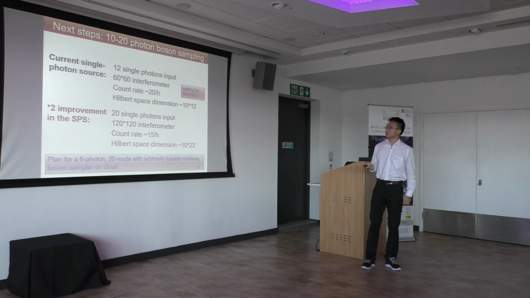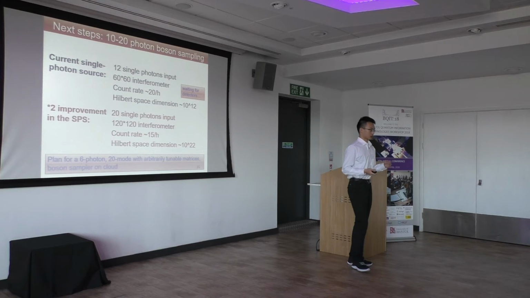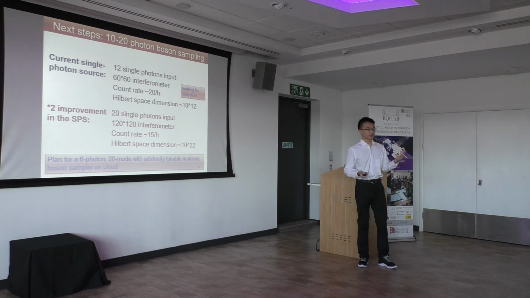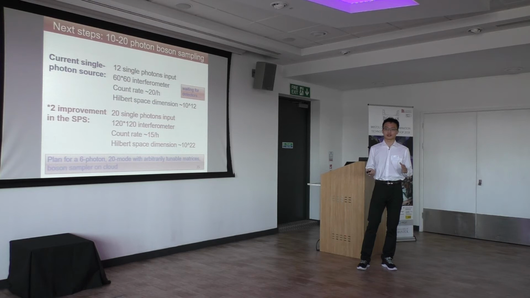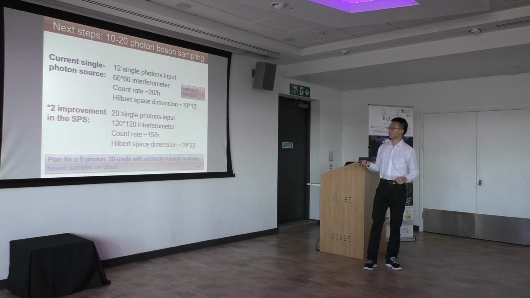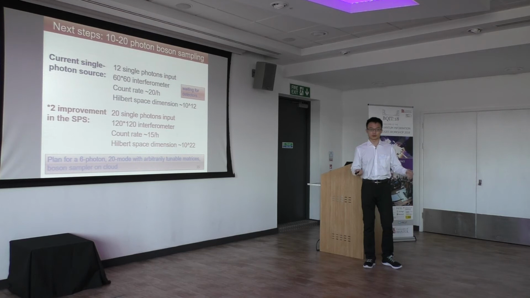So for our next steps, actually our current source can support 12 photon boson sampling in a 60 times 60 interferometer. And we are just waiting for the detectors. And we expect to get an improvement in the brightness of our quantum dot by a factor of 2. And with this, we can do 20 photon boson sampling on a 120 square interferometer. And such an experiment will have a Hilbert space dimension of 10 to the 22. So maybe we will also plan for some boson sampler on code, something like this.